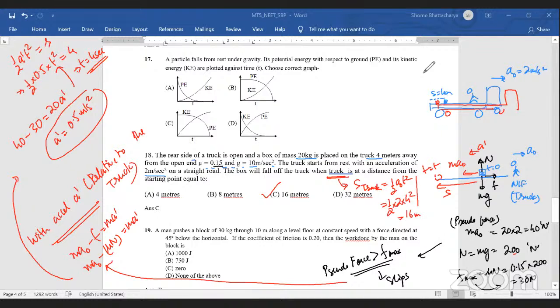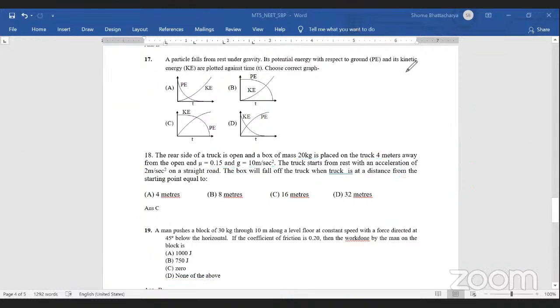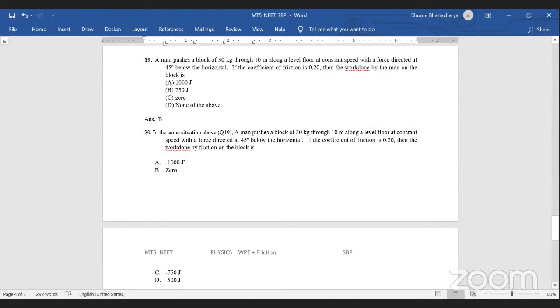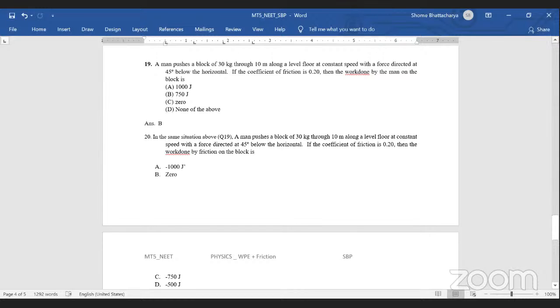Hope this is clear. Now let's move on to the last few questions. So go through the 19th and 20th question next, please. Let me know if there's any doubt.